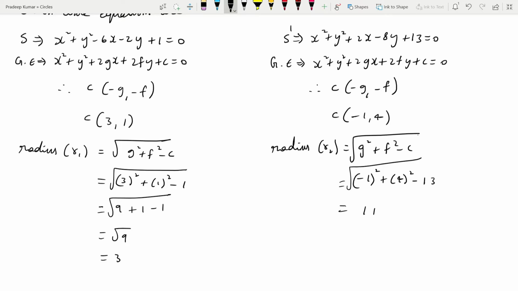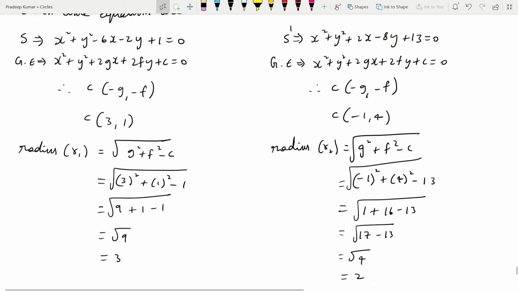So this is 1 plus 4 square is 16, and this is minus 13. So here we'll be getting 16 plus 1 as 17, minus 13. So 17 minus 13 will be root 4, and root 4 is 2. So the first radius we got as 3 and the second radius we got as 2.